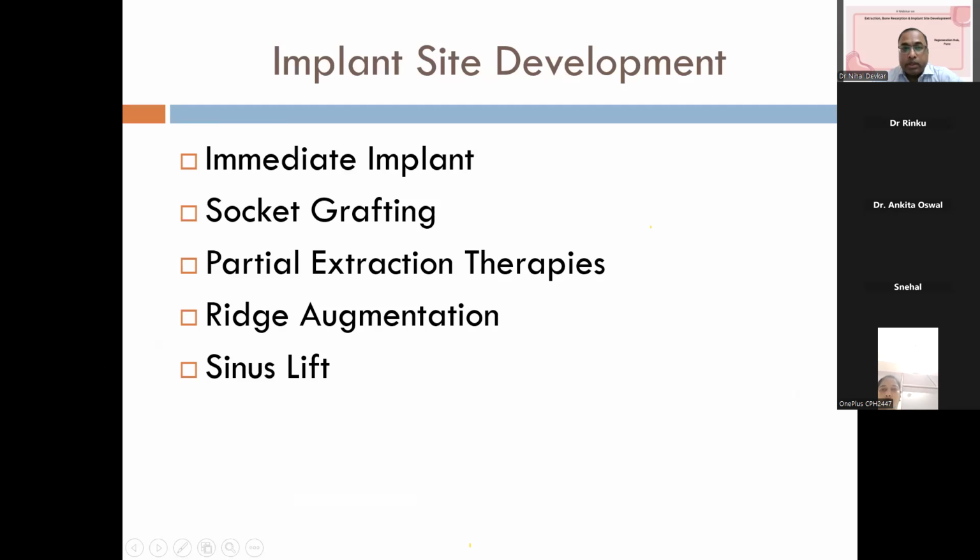This particular webinar or presentation is not about details of these procedures. It's a very short topic, and we are not going to give too much time to the procedures known as immediate implant. There are some socket grafting procedures, partial extraction therapies, as well as if they don't succeed, then obviously you don't have the choice but to go for ridge augmentation and sinus lift procedures. Now, ridge augmentation, again, as I mentioned, it's not clear cut, it has to be mastered. You need to practice it a lot.